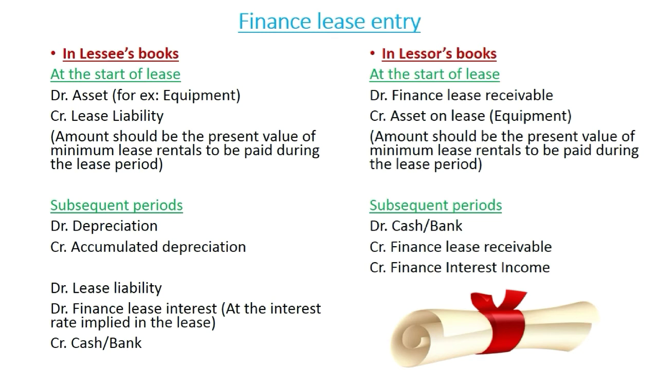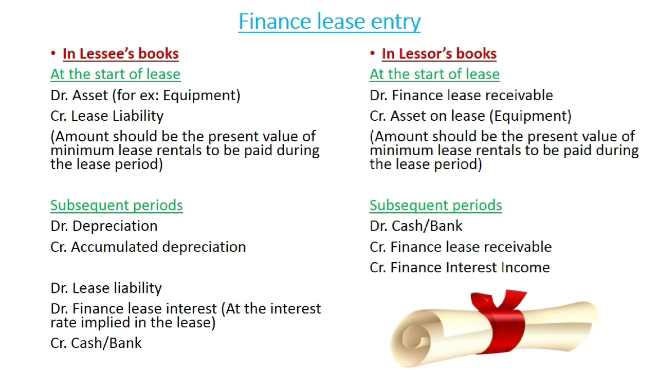Now, in the subsequent periods, the following entries are to be passed. First, debit depreciation and credit accumulated depreciation. This is for the depreciation charge of the asset which is recognized at the start of the lease. Then the second entry is debit lease liability, debit finance lease interest, and credit cash or bank. This entry is to be passed at the time of paying the lease rentals.